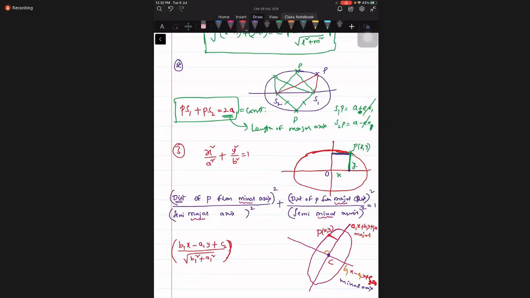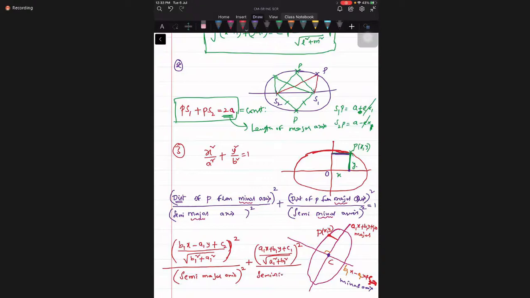Distance from the point, divided by semi-major whole square plus A1y plus C1 divided by under root of B1 square plus C1 square, the semi minor axis. So here we are taking the minor axis mark. The minor axis is divided by the minor axis whole square. Understand, students? If I have a doubt.